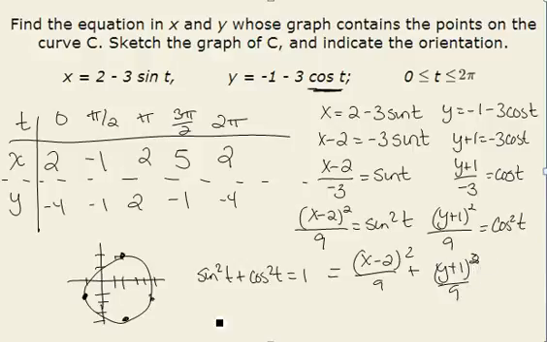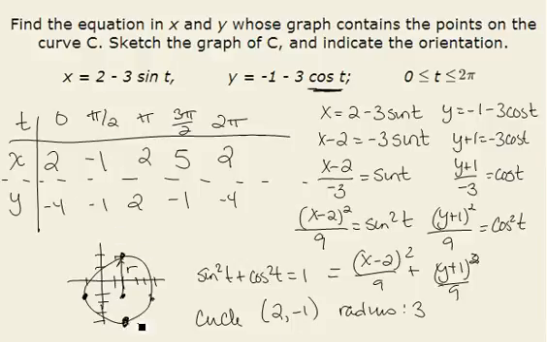We will see that this is a circle that has a center at 2, negative 1, and a radius of square root of 9, or 3. We could look at our orientation. Again, our orientation starts at the point 2, negative 4, and then goes in the clockwise direction.